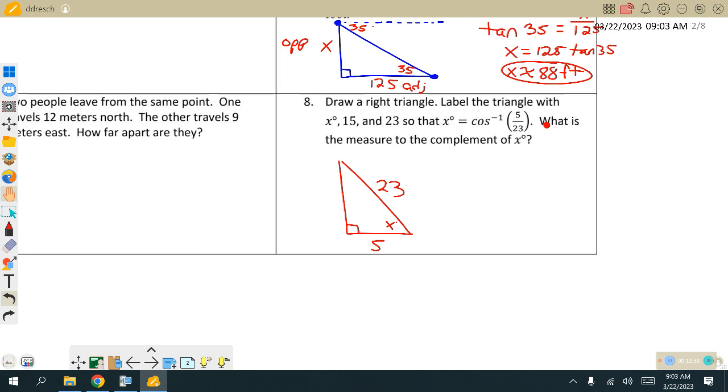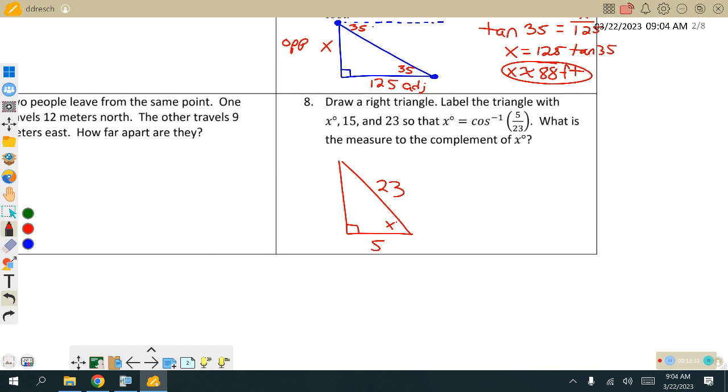What is the measure of the complement of X? All right, so what the heck does the measure of the complement mean? So let's think about that. What's it mean to be complement to X? What's it mean to be a complement? What do we got? Sam? What's that you said? Yep, adds up to, you said, adds up to 90.